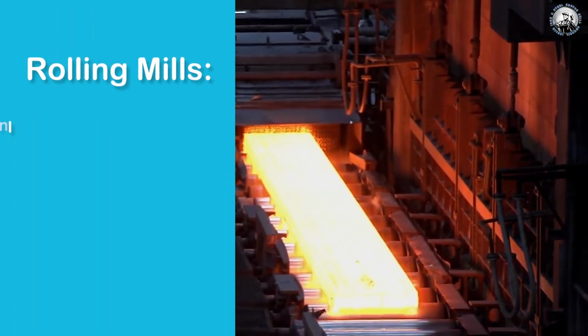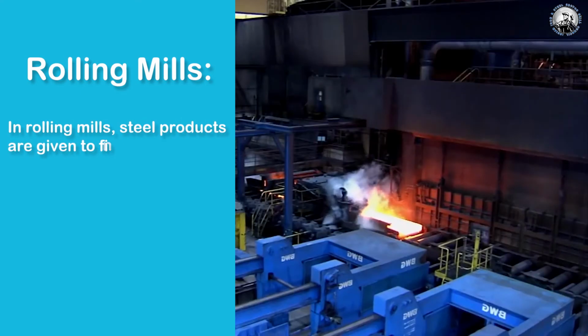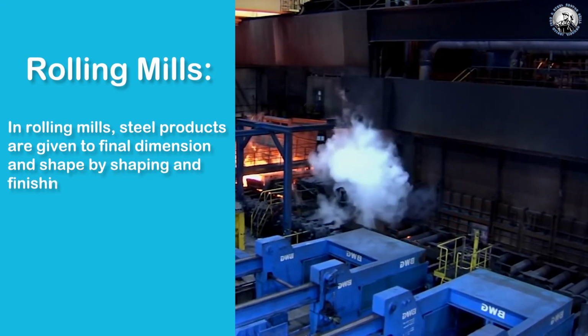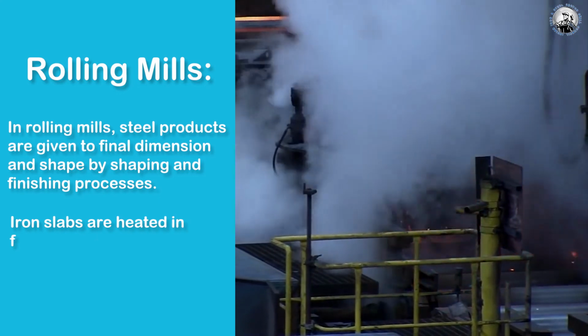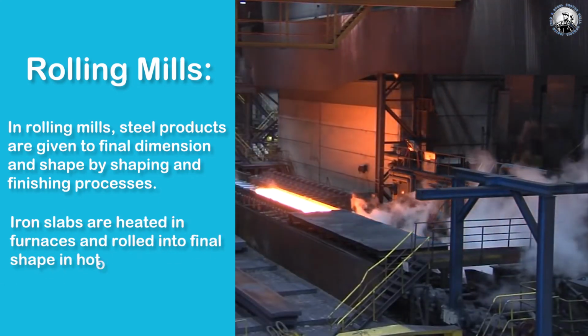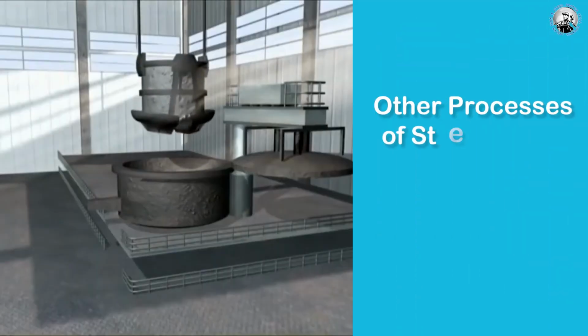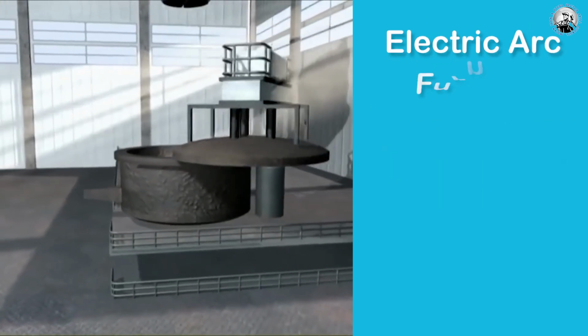Rolling mills. In rolling mills, steel products are given a final dimension and shape by shaping and finishing processes. Iron slabs are heated in a furnace and rolled into final shape in hot or cold rolling mills. Other processes of steel making. Secondary steel plants. Electric arc furnace.